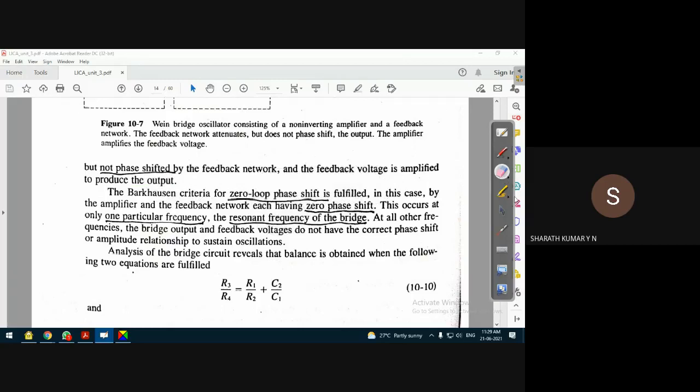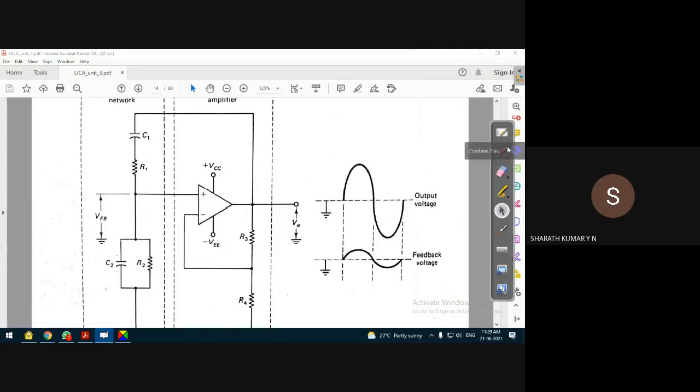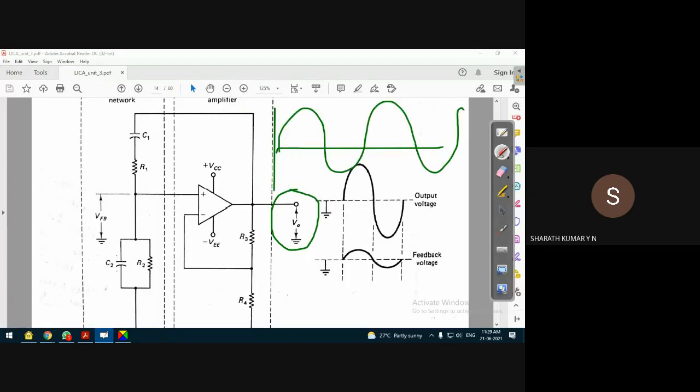And the feedback voltage is amplified to produce the output. Because of the presence of the capacitor network, the output voltage is the saturation voltage. What is the saturation voltage? It always saturates between the extreme points. For example, if VCC is plus 15 volts and VEE is minus 15 volts, then positive saturation will be plus 14 volts, and negative saturation is minus 14 volts.